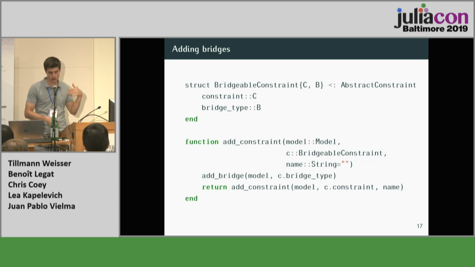And if with your custom constraint you also want to add a new bridge, because usually JuMP only knows about the bridges defined in MOI, you can return a bridgeable constraint. So we'll see that with JuMP. The bridgeable constraint contains another constraint, so it could be several nested bridgeable constraints, and the bridge type that needs to be added. And when JuMP sees that, it first adds the bridge and then adds the constraint.